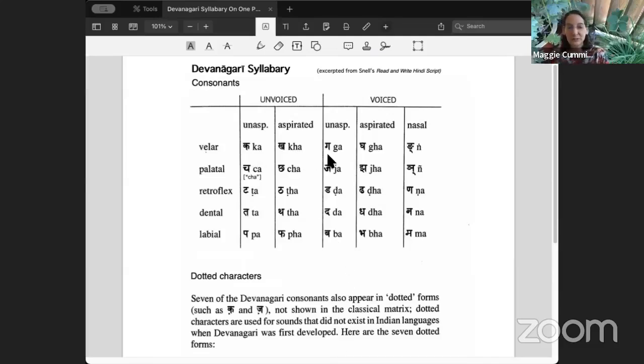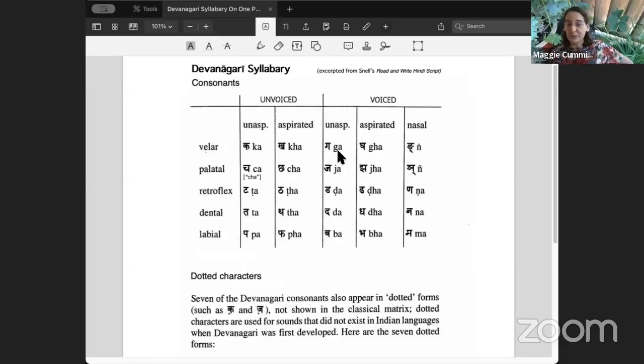So with all that being said, now the ga and the ka, for us English speakers, it's the aspirated ka that will be a challenge, because as an initial sound, we tend to not aspirate a G followed by a vowel.